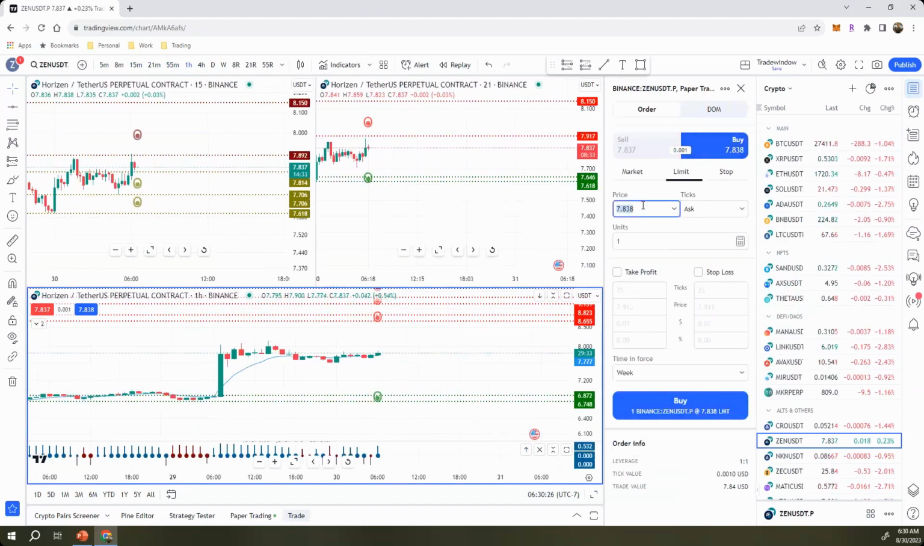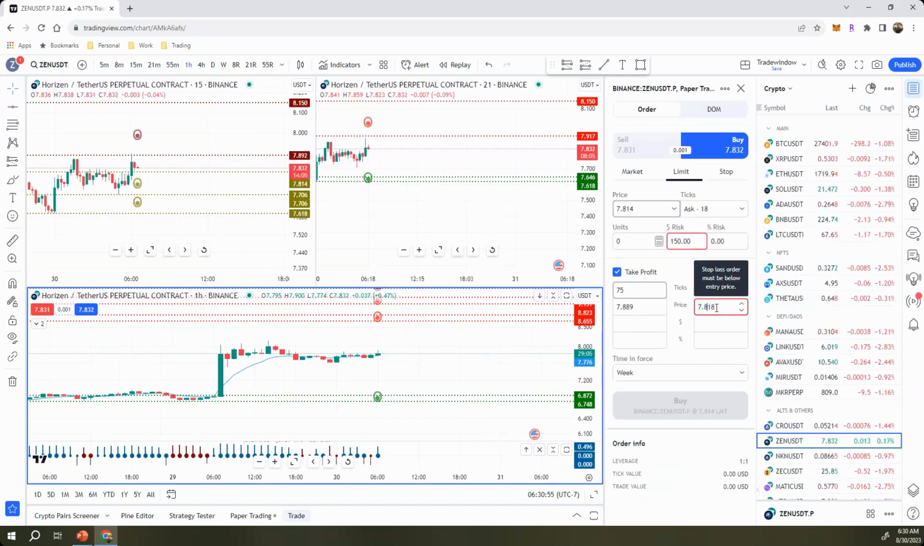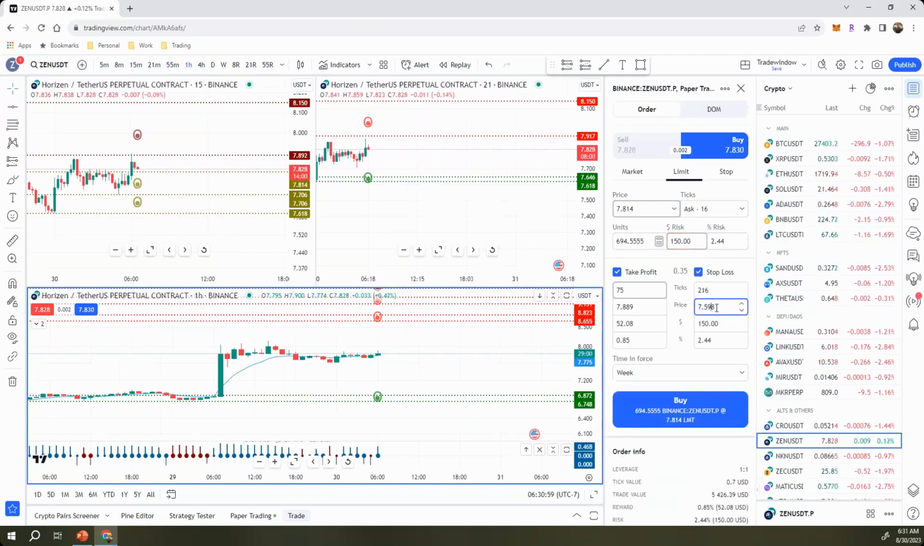We're going to be buying 7.814. Take profit, stop loss. Again, same thing, 150. This is entirely up to you what you want to do with your account. Again, it's just to demonstrate what we're doing here. Our stop is going to be at 7.618. We're going to give this 20 cents to the downside, so this will be 7.598.